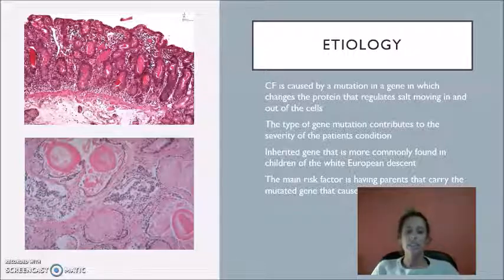It's an inherited gene that is more commonly found in children of European white descent. It has been found in other races and ages, but that's where it's most commonly found. The main risk factor is having parents that carry this mutated gene. Sometimes people don't know whether they have it or not, so it's always good to know your family history, if anyone has had it before, or your partner's family history. That way, if you're deciding you want to have kids, you can talk to someone about it and know what the precautions are and what could happen.